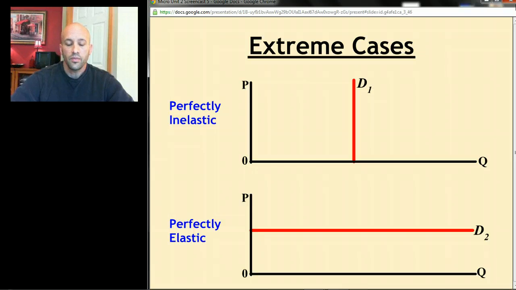On the graph on the bottom, we might call that perfectly elastic, a perfectly flat demand curve. Notice that as soon as price changes at all, the quantity changes entirely.